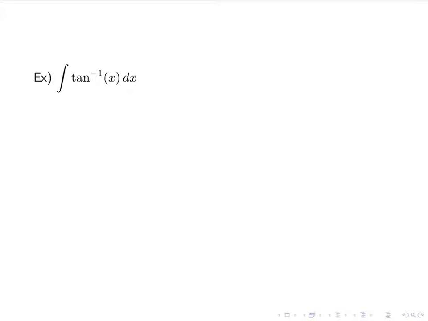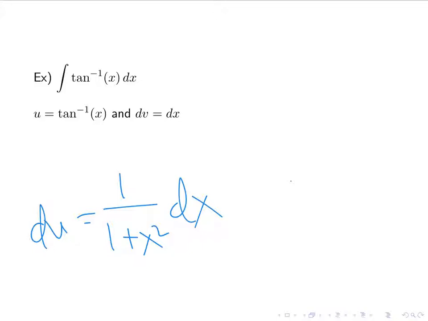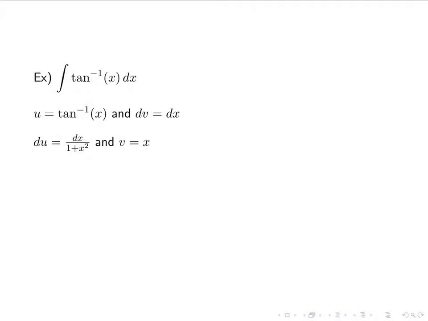Also, remember that on our list, inverse trig comes second. So inverse trig, tan inverse, will be u, which means dv has to be dx. So we will differentiate u. Remember, the derivative of tan inverse is 1 over 1 plus x squared. And then we need to multiply by dx. Okay? And again, the integral of dv is v. The integral of dx is x. So du is dx over 1 plus x squared. V is x. We'll plug it into the formula.